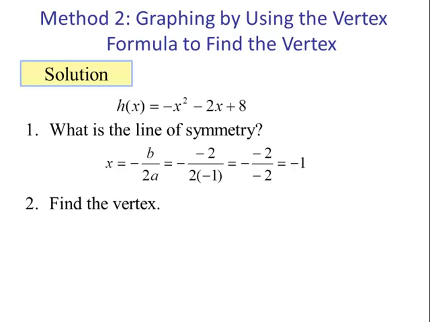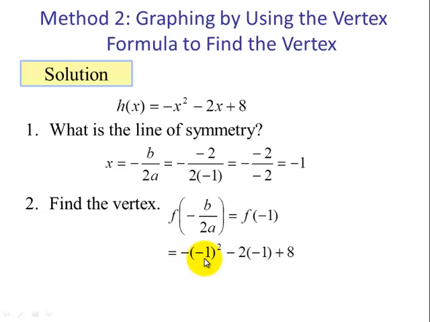Number 2, to find the vertex, we know the x-coordinate of the vertex is negative 1 because the vertex is always on the line of symmetry. So to get the y, we find what is f of negative 1. Substituting this back into the original function, we have negative negative 1 squared minus 2 times negative 1 plus 8. Negative 1 squared is positive 1 times a negative is negative 1. Negative 2 times negative 1 is positive 2. And then we have plus 8. This gives us 9. So the vertex is (negative 1, 9).